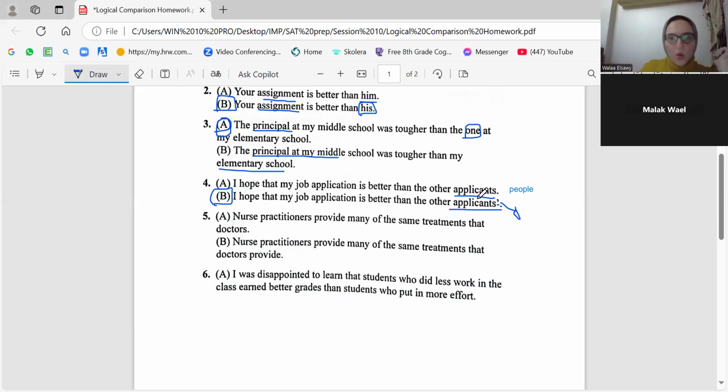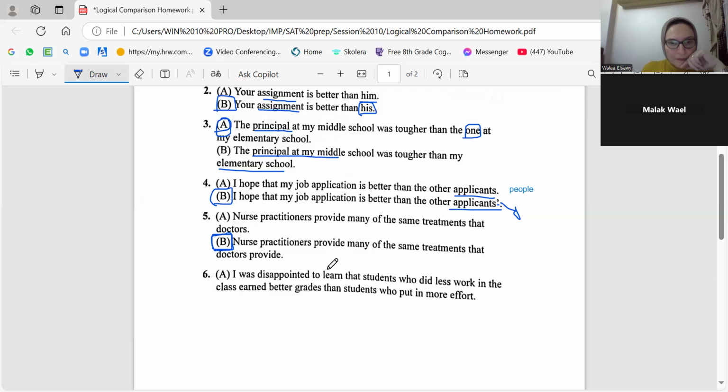Yes. Okay, thank you so much. Number 5 is also B. Nurses provide many of the same treatments that doctors provide, and provide many of the same treatments, more than the doctor provides. Okay, so here, this is one word time. This is B. Here, what were the two sides of the comparison in B?